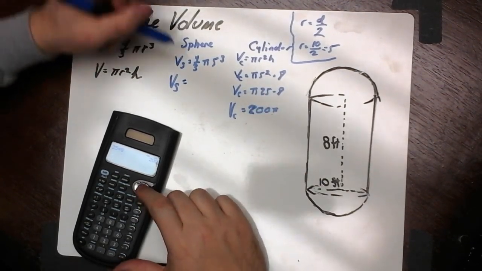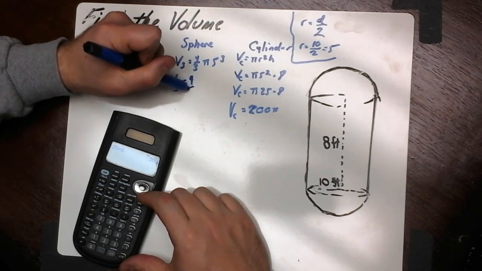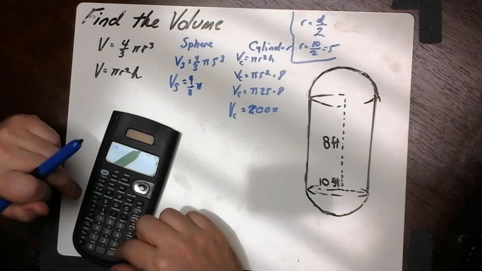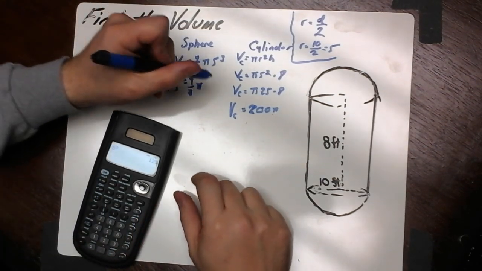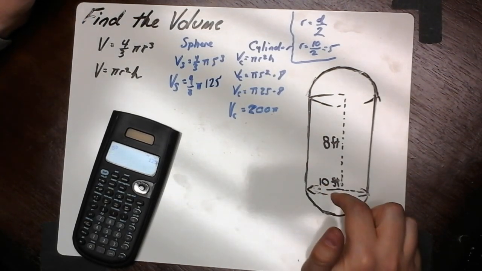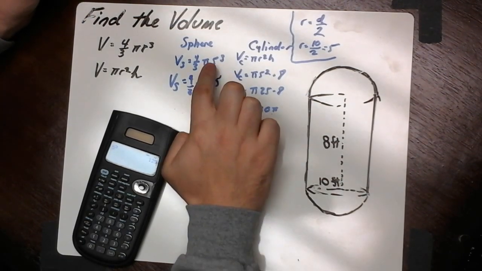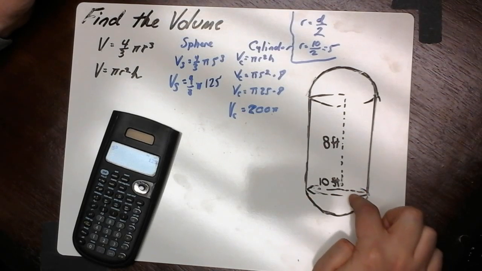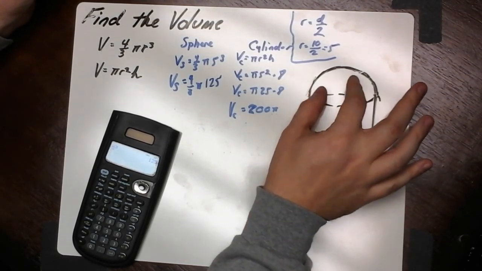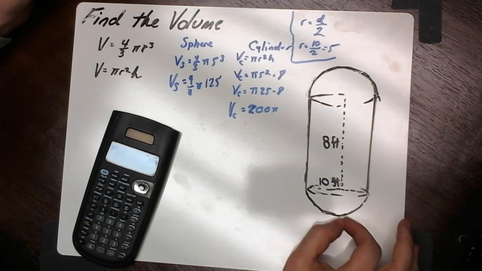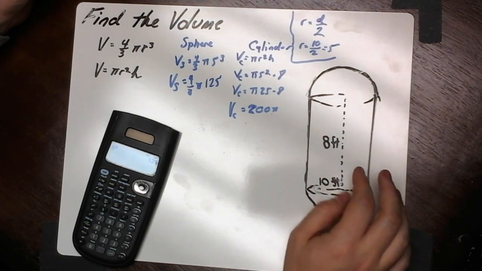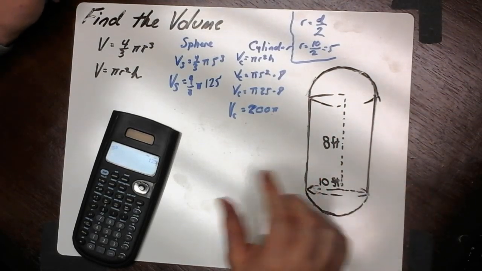I am thoroughly convinced, and it would be difficult to convince me otherwise, that dealing with 3.14 is easier. Now, you will notice that I use the same radius. This cylinder and this sphere meet exactly. So that means the radius for both of these shapes is the same.